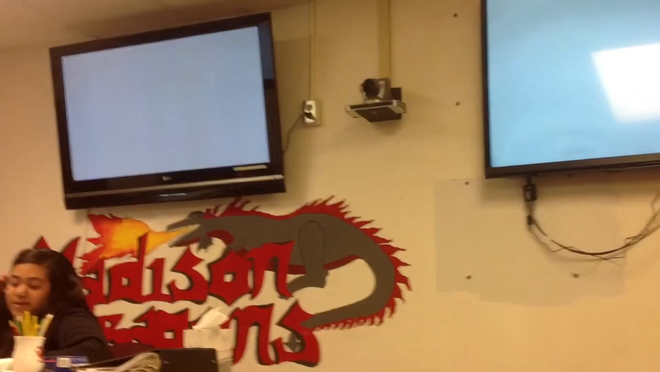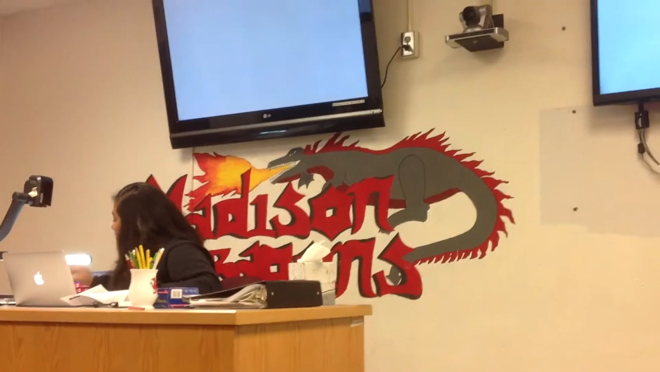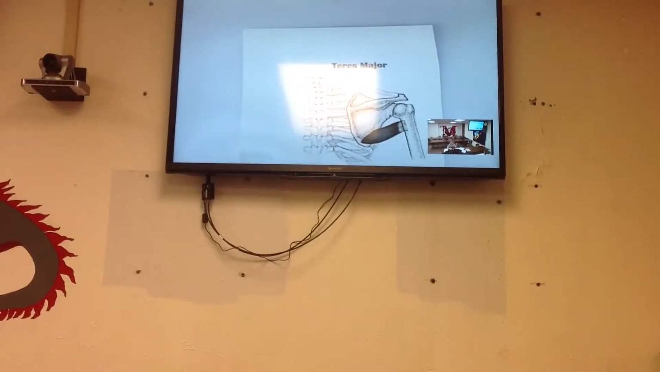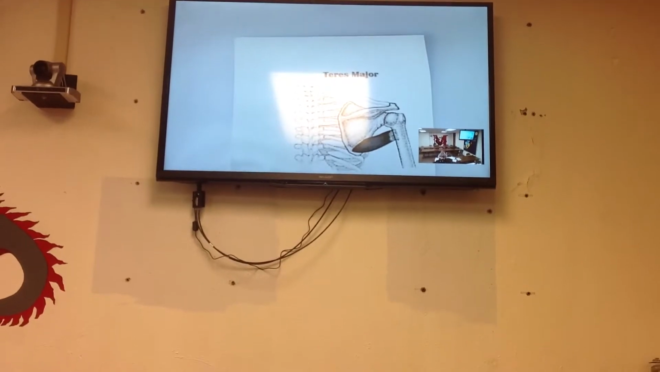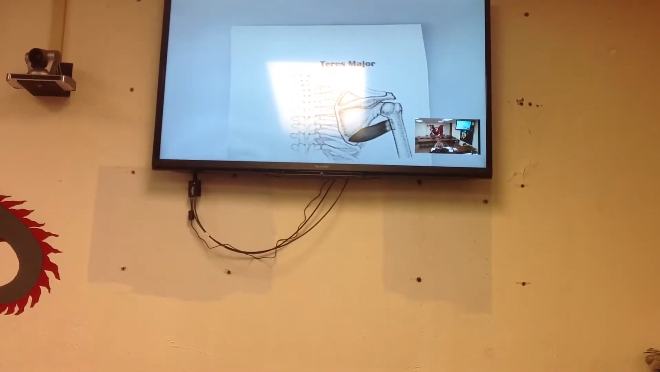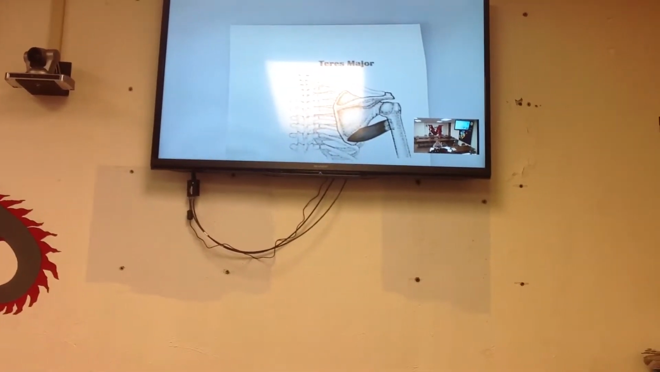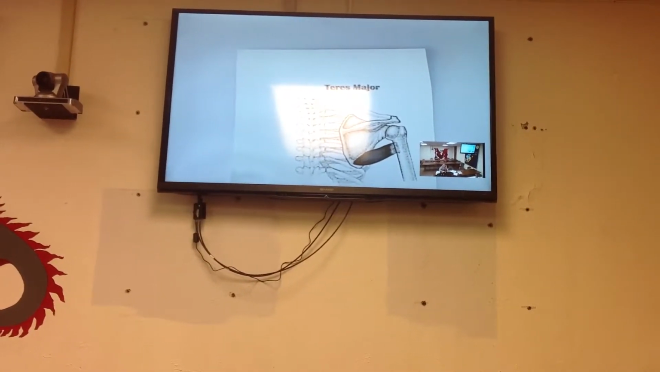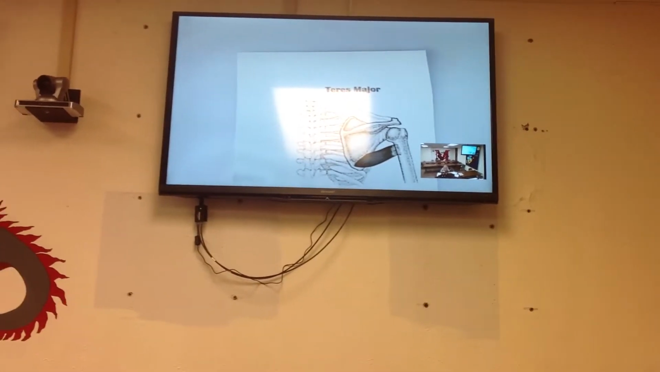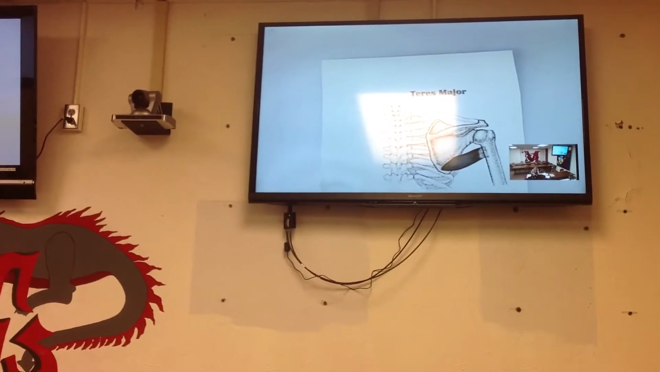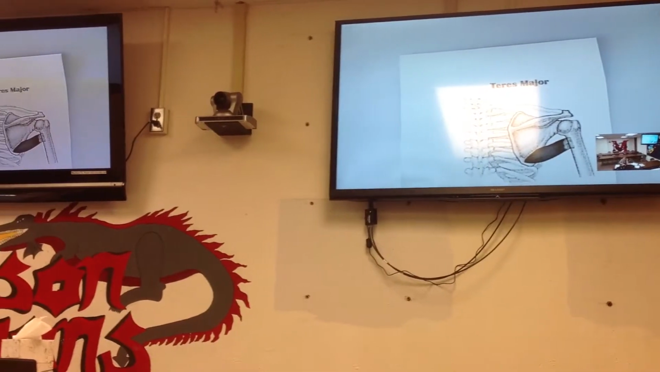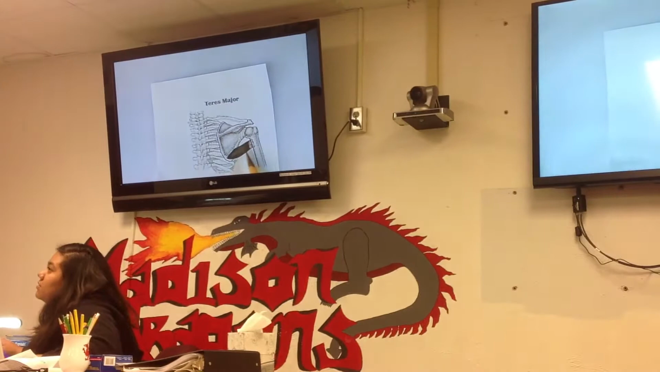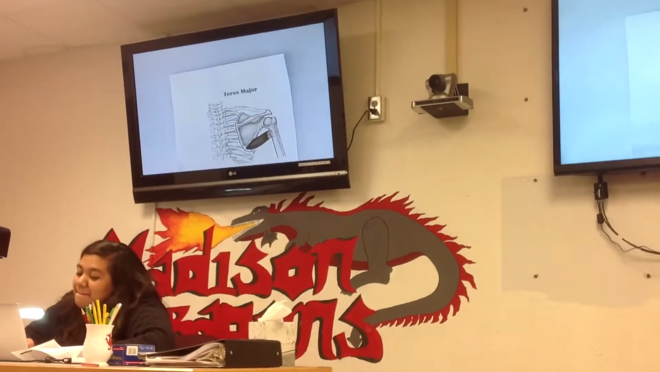Next from the pectoralis major is the teres major. The teres major's origin is the lateral border of the scapula. Its insertion is the intertubercular groove of the humerus. Its action, it extends, adducts, and rotates the arm medially. Its agonist is teres major, and its antagonist is the deltoid. The teres major is located right there in the shaded area, right by the scapula.